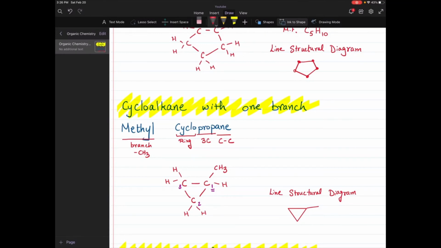And if you are looking for the molecular formula, since we have been working on molecular formulas, we have in this case 4 carbons, so C4, and we have 4, 5, 6, 7, 8 hydrogens, H8, which is double the number of carbons. So cyclical compounds have a number of hydrogens equal to double the number of carbons. So the general formula is CnH2n. So double the number of carbons is the number of hydrogens. Okay, so that was a cycloalkane with 1 branch.